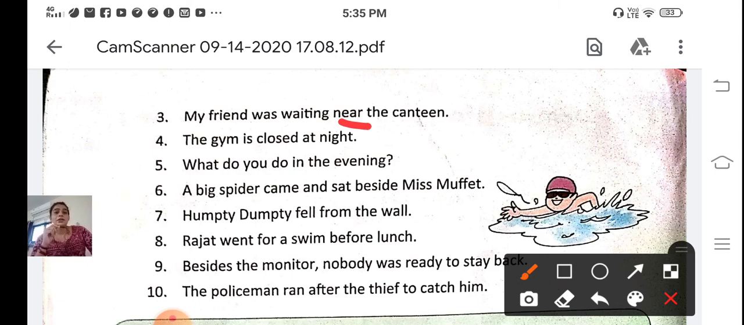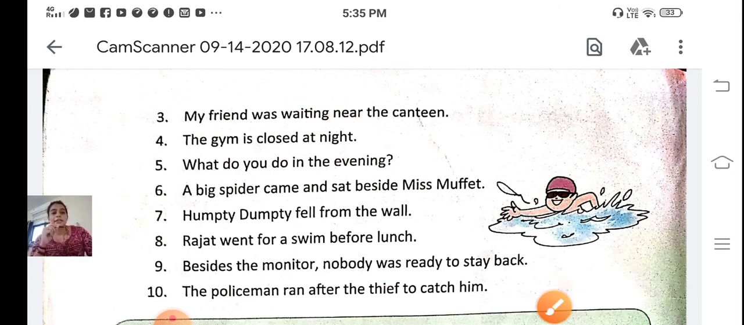Now the fourth. The gym is closed at night. So which is the preposition in this sentence? It's at. Okay students. Now the rest of the sentences you have to do by yourself as homework.